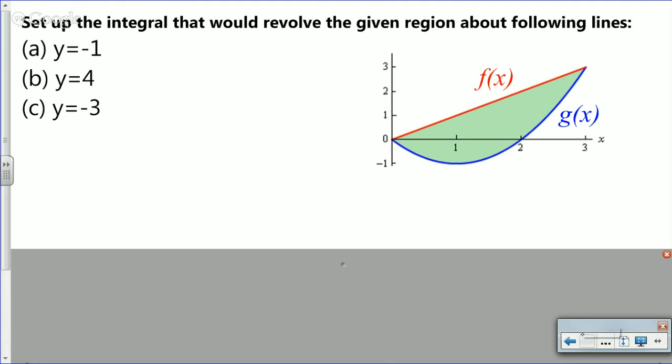All right, so we want to set up the integral that would revolve the given region about the following lines. Okay, for part A, I would like to revolve this green region, the region made by the graphs of f and g, about the line y equals -1. So I'd like for you to take your pencils and draw in the line y equals -1.